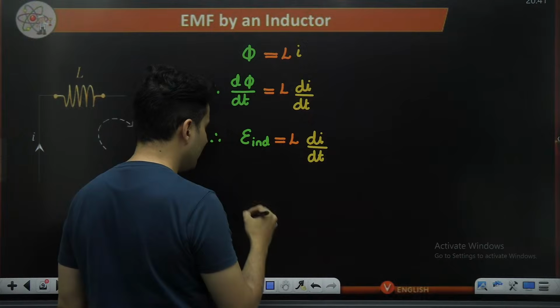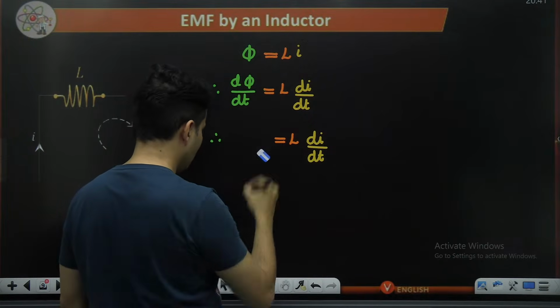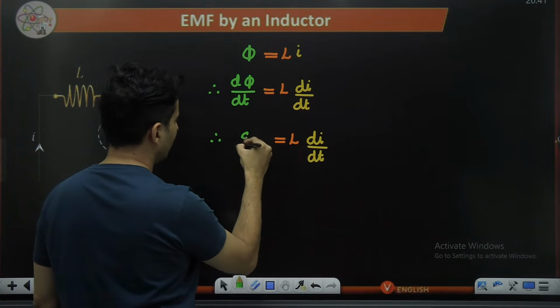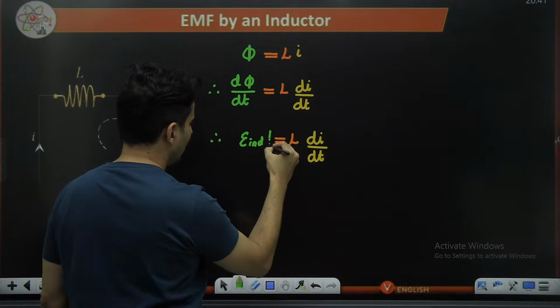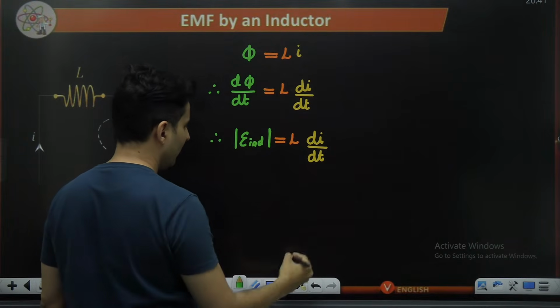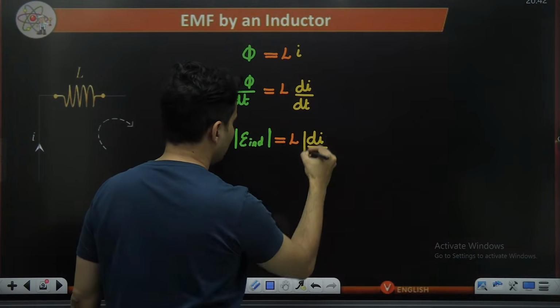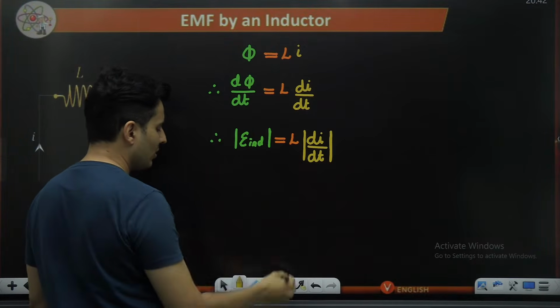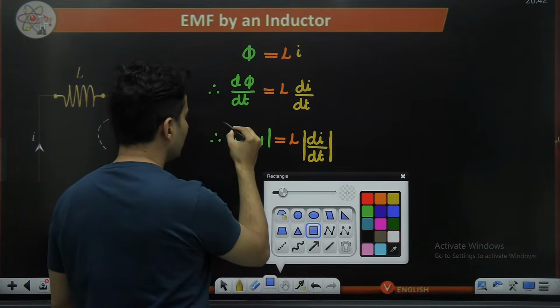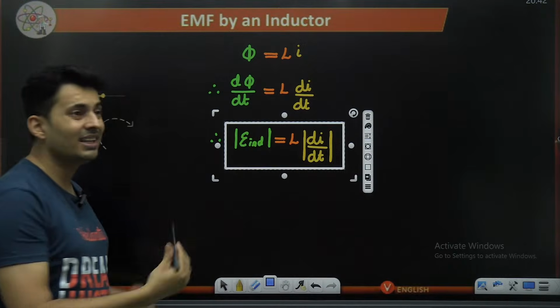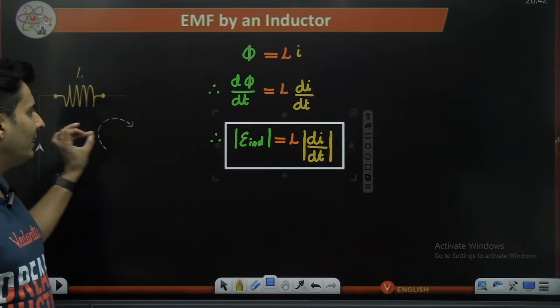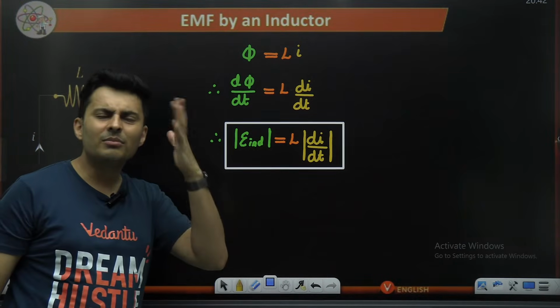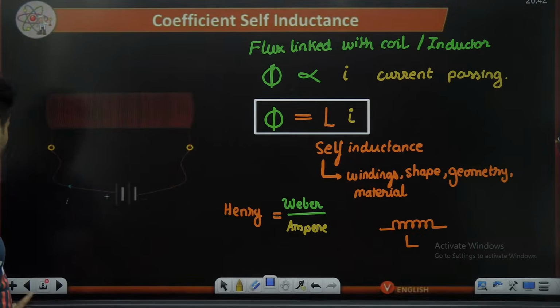This is all magnitude wise. So strictly speaking, I'll put E induced with a mod symbol to avoid any kind of confusion over here. And here also I'll put di by dt with the mod. L is always positive, so we don't have to put mod. So this is giving me the magnitude of the EMF which is created whenever the current changes. That's the meaning of it. See, very simple.